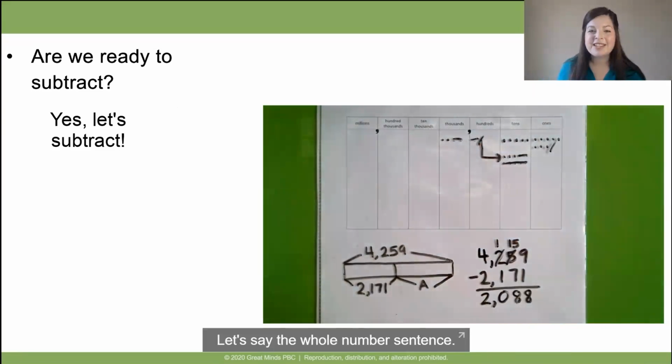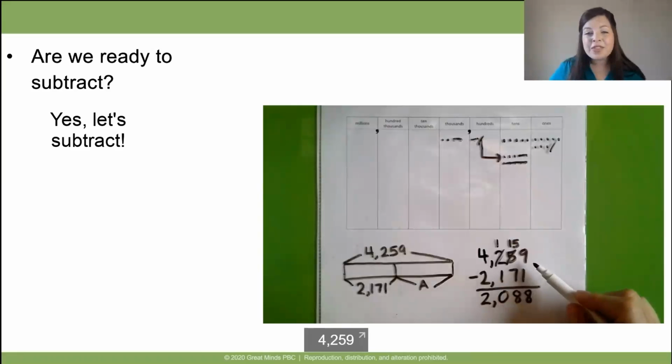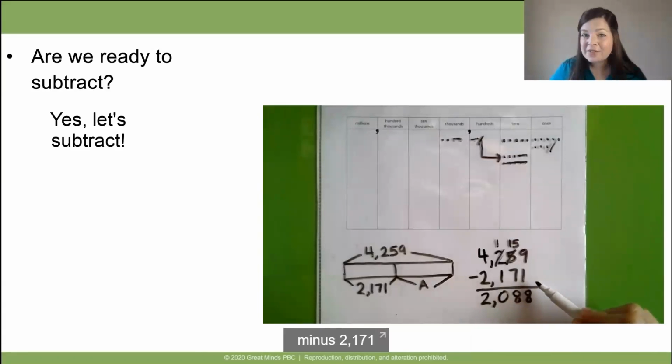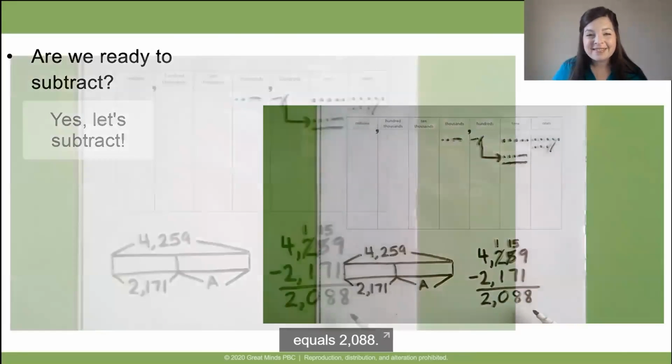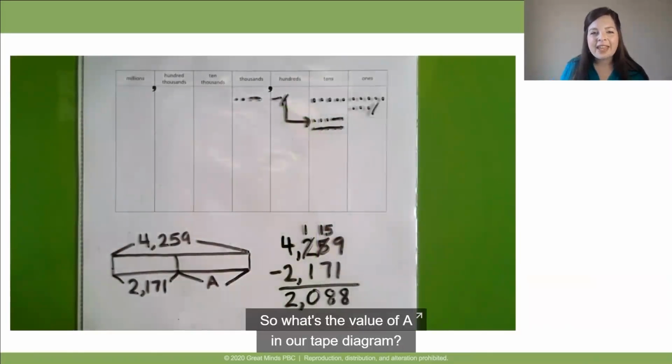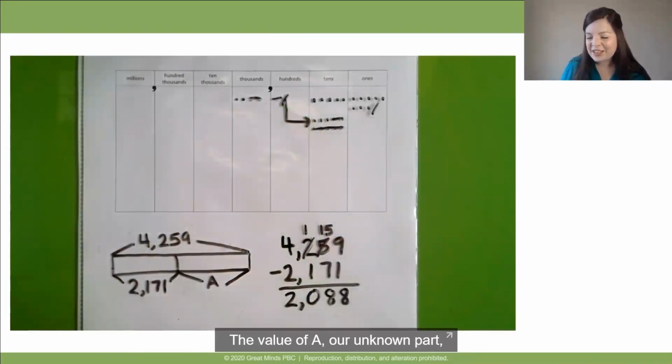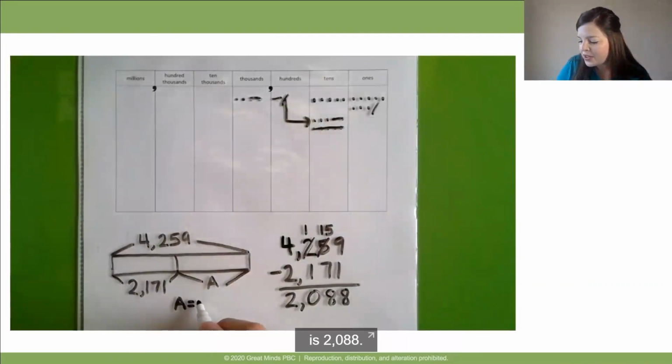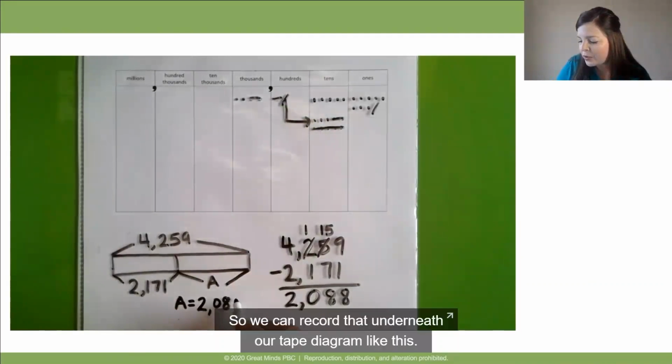Let's say the whole number sentence. 4,259 minus 2,171 equals 2,088. So what's the value of A in our tape diagram? The value of A, our unknown part, is 2,088. So we can record that underneath our tape diagram like this.